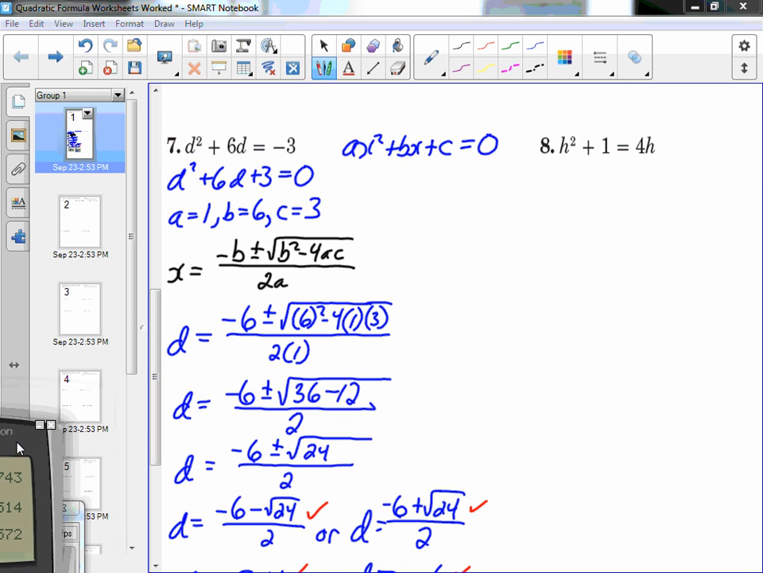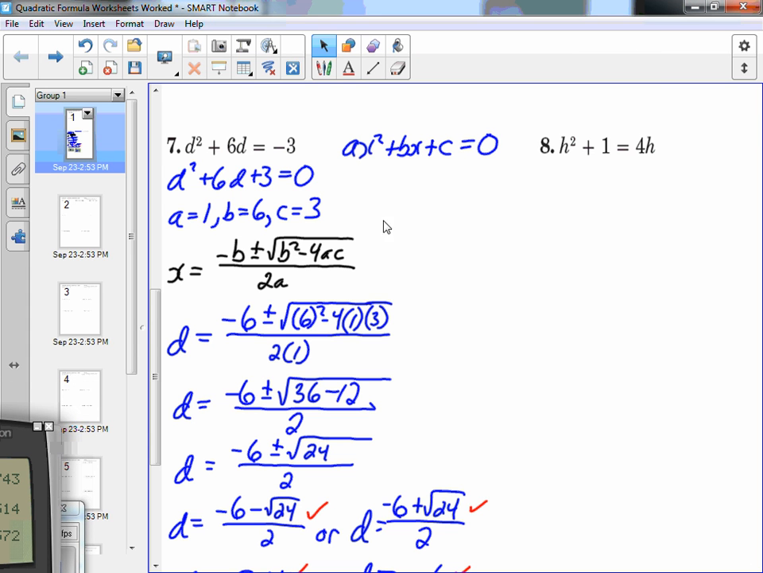All right. We're going to do number 8 together, but I'm going to rely on you guys to tell me what to do up here. So, number 8, h squared plus 1 equals 4h. Is this in standard form? No. What do I need to do to get it into standard form? Subtract 4h. So I get h squared minus 4h plus 1 equals 0. Now is it in standard form? Yes. Now we can identify A, B, and C.